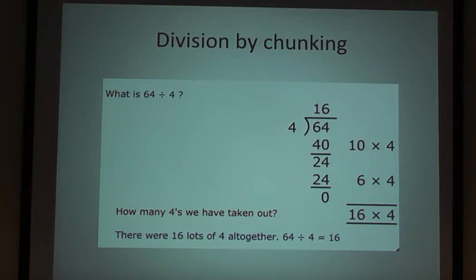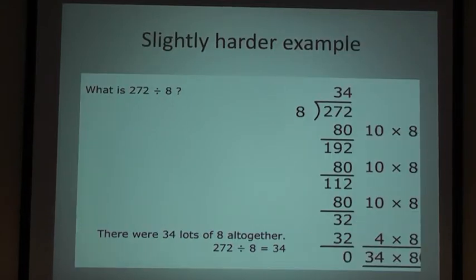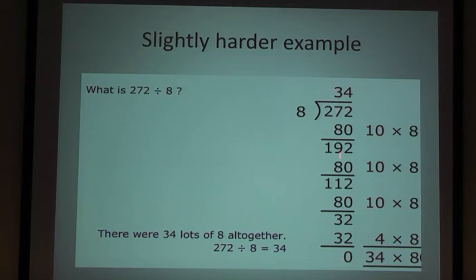Another slightly longer, more complicated one. If you had to do 272 by 8, again you're saying 10 eighths are 80, 10 eighths are 80, 10 eighths are 80. We need 3 lots of the 10s. And then that leaves you 32, and 8 times 4 is 32. So 4 lots of that, plus 10, 10, 10, gives you 34. So there are 34 lots of 8 altogether, giving you the answer of 34.